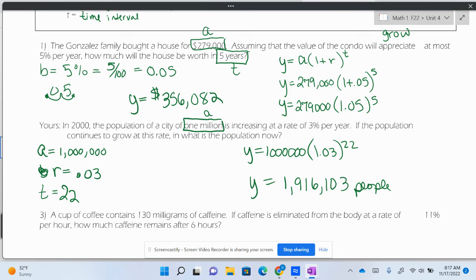Aren't we doing 0.3? It's 3%. That's your mistake. What'd you get, ma'am? Perfect. That's what I got as well. Yeah, that's how I set it up. Y equals 1 million times 1.03 raised to the power of 22. Y equals 1,916,103 people.